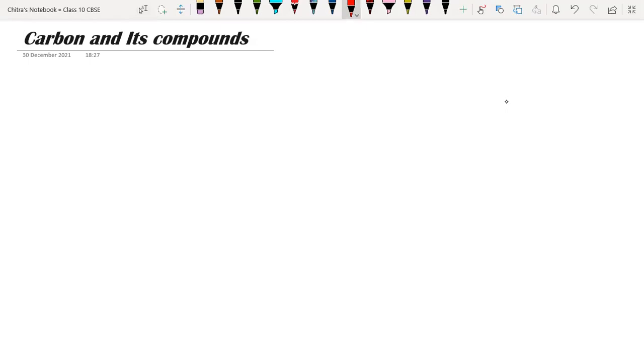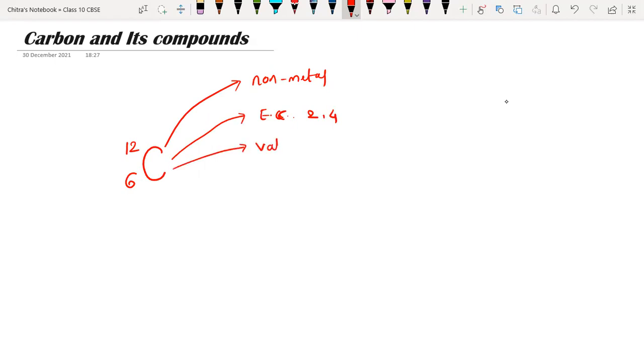The symbol of carbon is C. Its atomic number is 6 and atomic mass is 12. It is the symbol and representation of carbon in the periodic table. Carbon is a non-metal. Its electronic configuration, EC, is 2 and 4. Carbon has valency 4.